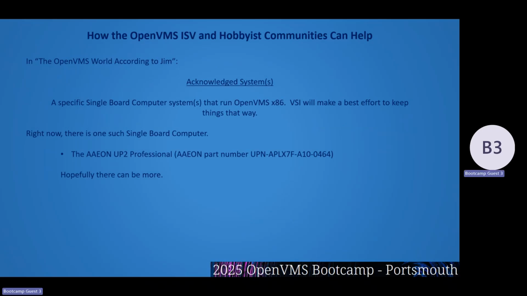Again, in the OpenVMS world, according to Jim, I would like there to be a term called an acknowledged system. An acknowledged system is a single board computer that runs OpenVMS x86, and VSI will make a best effort to keep it that way. Right now, there was one of these guys, and that's the Aon UP2 Professional. I'm hoping that there will be more. How do you add to this list? That's the ISV and the hobbyist environment description that I just went through.